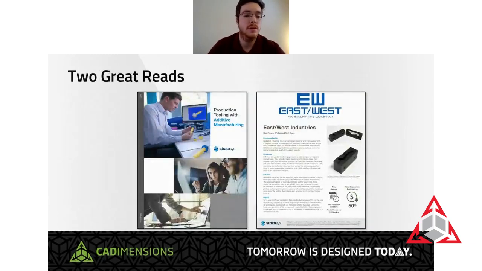Next are a couple of great reads for whenever you have time. I'm going to share those as well. The first one is talking about production tooling with additive manufacturing. So using tooling that is actually used on the production floor, not just some testing fixture or inspection fixture, but production tooling. That's a very interesting read. And then from East West Industries is a use case on soft jaws. It's a pretty slam dunk application for 3D printing tooling. So I encourage you to read those because it's important to educate and inform.